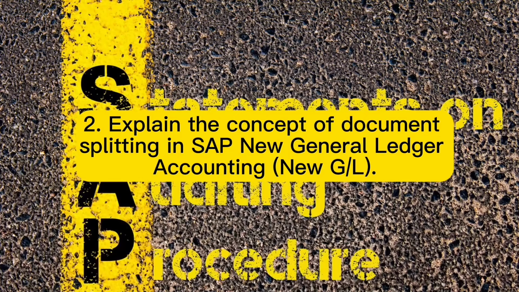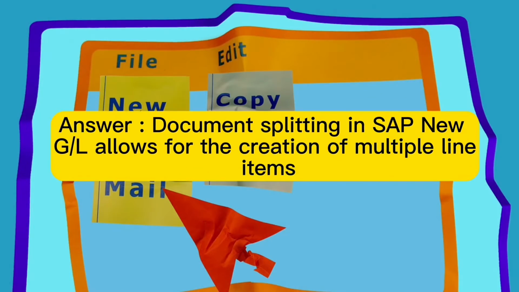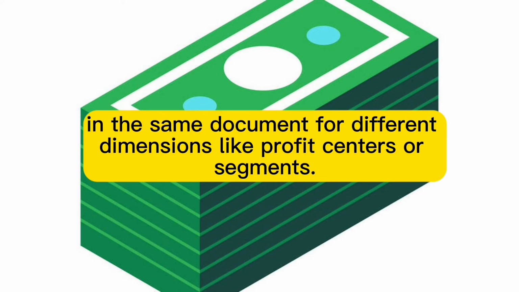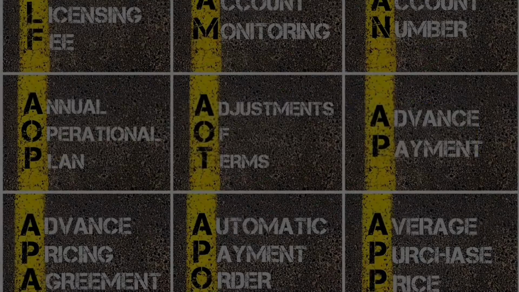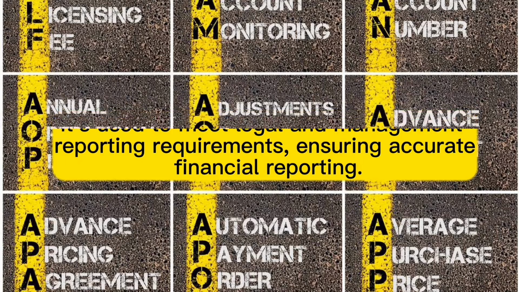2. Explain the concept of document splitting in SAP New General Ledger Accounting, New GL. When and why is it used? Answer: Document splitting in SAP New GL allows for the creation of multiple line items in the same document for different dimensions like profit centers or segments. It's used to meet legal and management reporting requirements, ensuring accurate financial reporting.